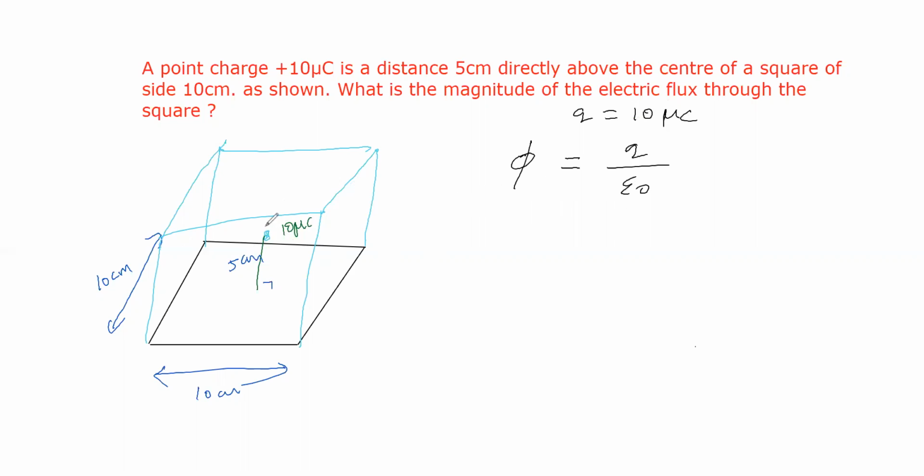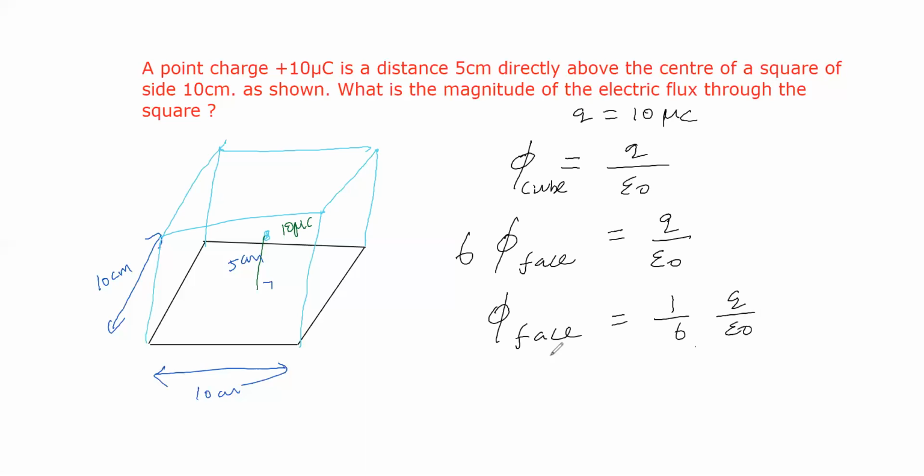Now see here, this charge is placed exactly at the center. That means it is symmetric to all the faces, so the flux through each face should be equal. That means the flux through the cube is the flux through 6 faces, each face being one square, and that is equal to Q by epsilon naught. Actually, what is our question? What is the flux through one face they are asking? So the flux through one face, the flux through one square, is equal to 1 by 6 times Q by epsilon naught. This much is coming.